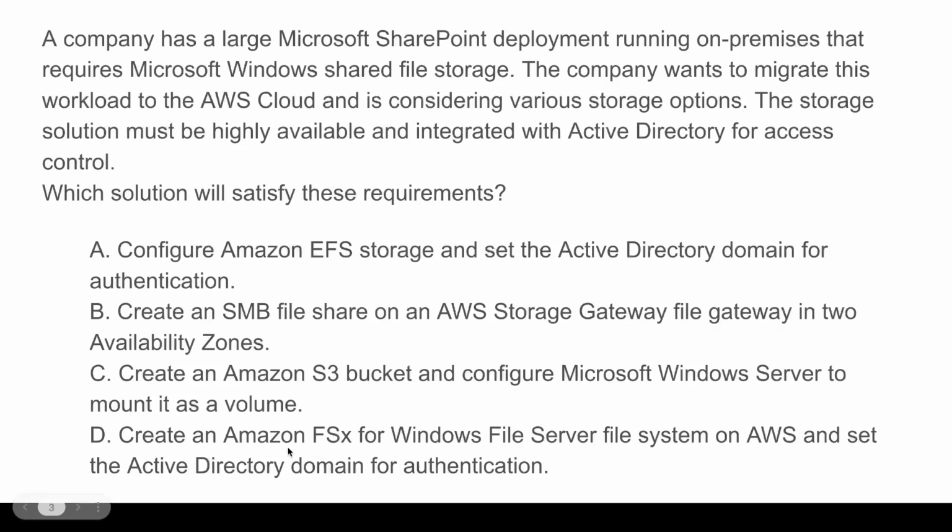Option D creates an Amazon FSx for Windows File Server file system on AWS and sets the Active Directory domain for authentication. Now this is great because FSx for Windows is an AWS file share solution for Windows. It supports SMB and Active Directory for authentication and authorization. So D follows the question completely. So it is the correct answer, and it is less operationally taxing than B. Therefore, D is the correct answer.